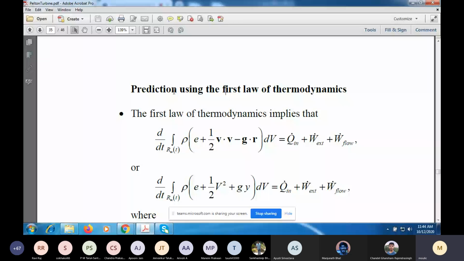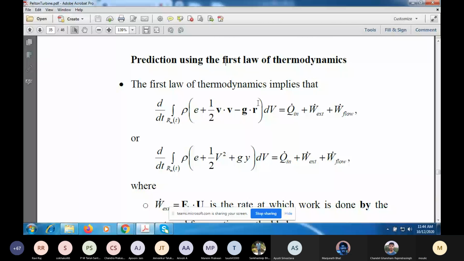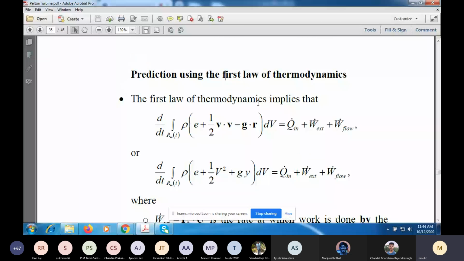Now let us use the first law. So you'll consider again a system which occupies a control volume and look at the energy of the system. One way to look at it is to consider the total energy to have the internal energy component, the kinetic energy, and the gravitational potential energy. Then the total energy of the system will be rho times the specific internal energy plus the specific kinetic energy plus the specific gravitational potential energy, integrated over the volume.